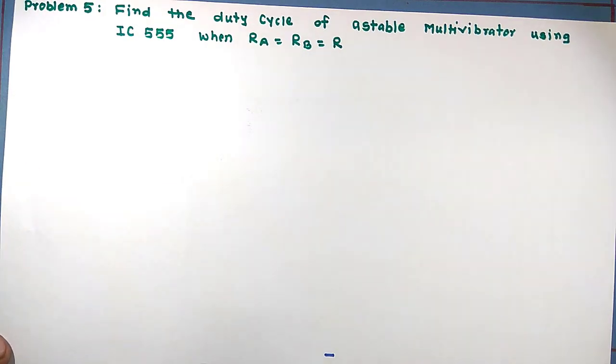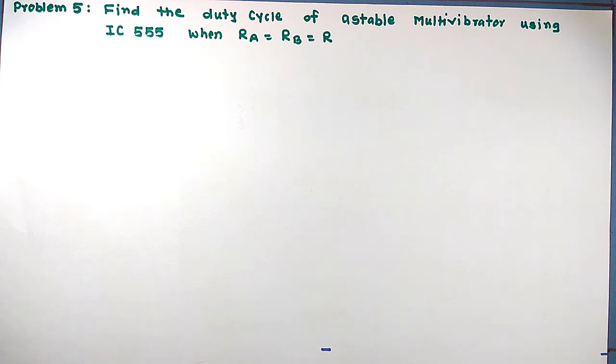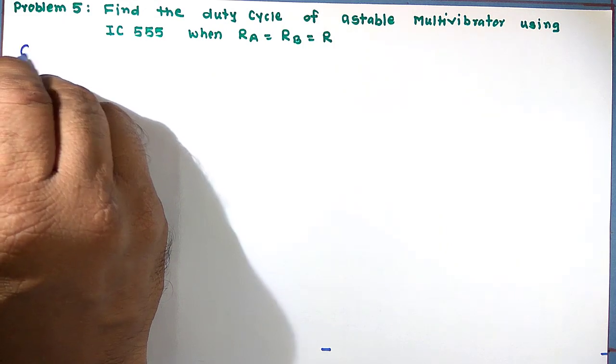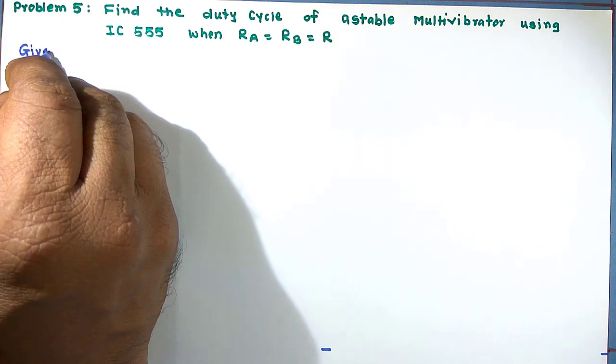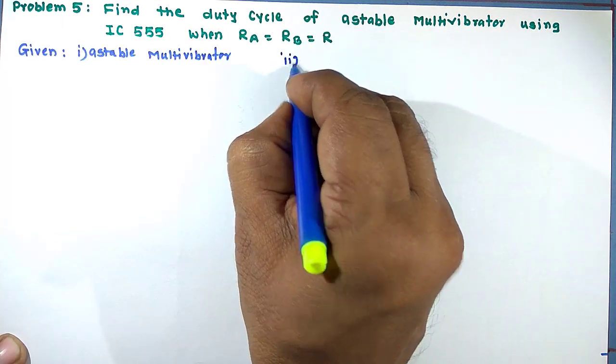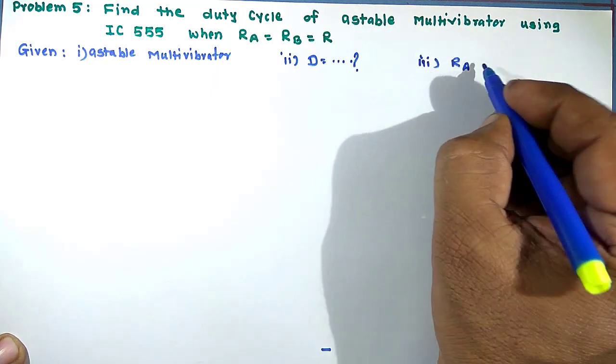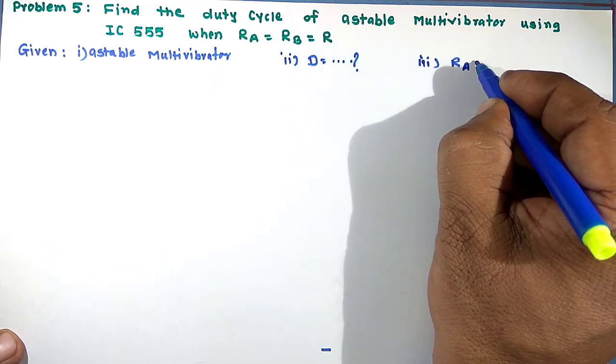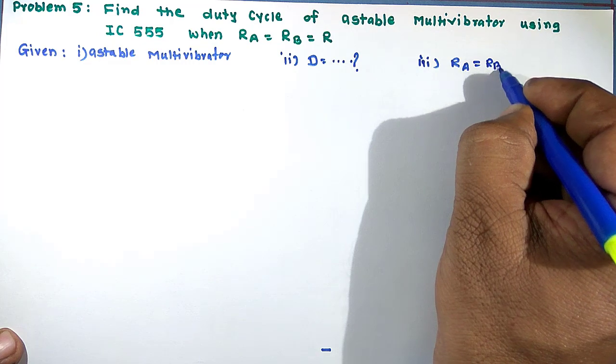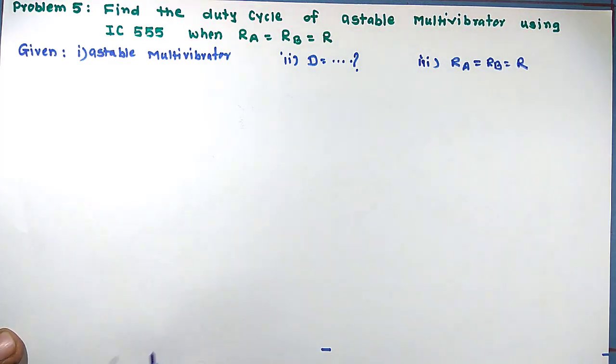Problem 5th is: find the duty cycle of astable multivibrator using IC555 when RA is equal to RB is equal to R. So we write given quantities. We have to find duty cycle D. We are given that RA and RB are of same value, say R.